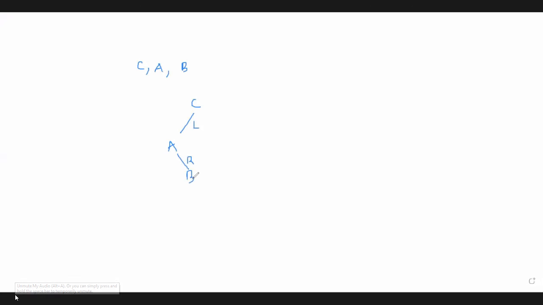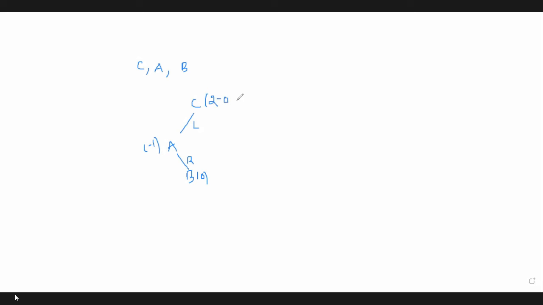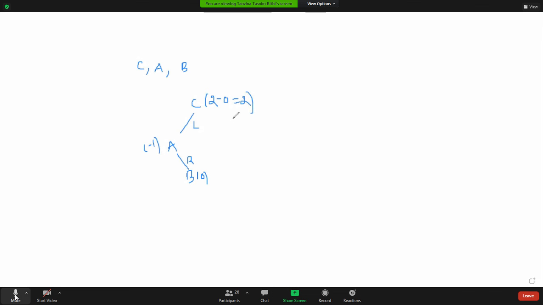Now calculate the balance factor. For B, the balance factor is 0. For A, the balance factor is -1. 0 minus 1 equals -1. And for C, the balance factor is 2 minus 0. Now for C, the height of the left subtree is 2 and the height of the right subtree is 0. So 2 minus 0 equals 2, which means that it's not a balanced tree.